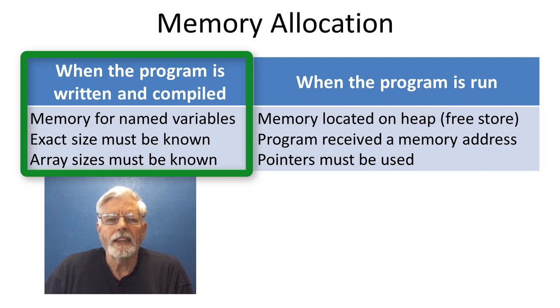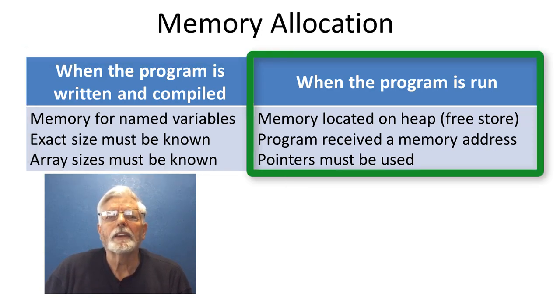When memory is allocated at compile time, memory for named variables is set aside by the compiler. The exact size and data type must be known at compile time, including for arrays. Memory allocated when the program is being run is called dynamic memory allocation and is usually placed in a memory segment known as the heap or free store. Dynamic memory allocation is done when the program does not know in advance the exact amount of space or number of items that are needed.